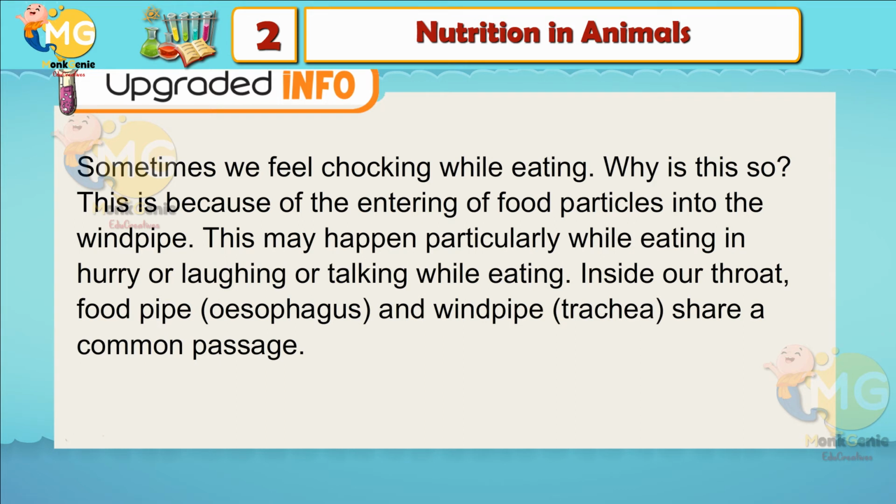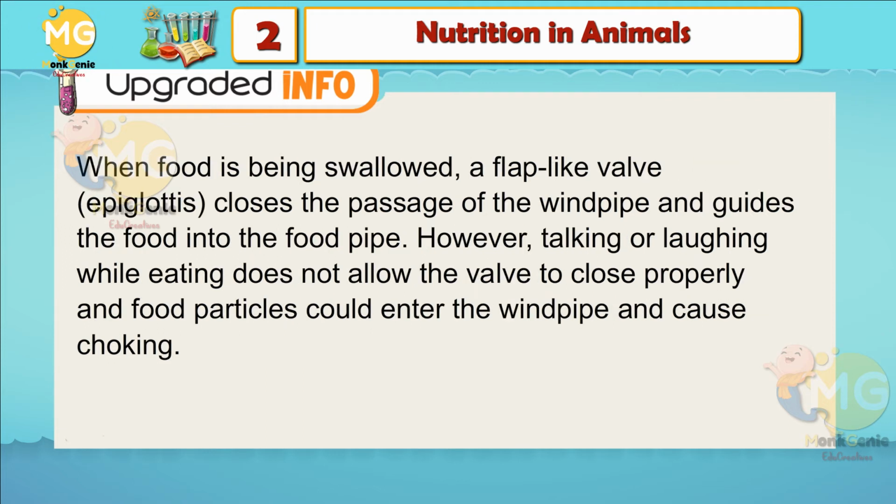Inside our throat, the food pipe, that is the esophagus, and the windpipe, that is the trachea, share a common passage. When food is being swallowed, a flap-like valve, that is the epiglottis, closes the passage of the windpipe and guides the food into the food pipe. However, talking or laughing while eating does not allow the valve to close properly, and food particles could enter the windpipe and cause choking.